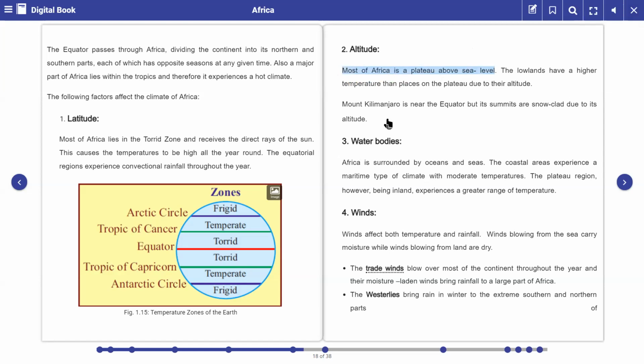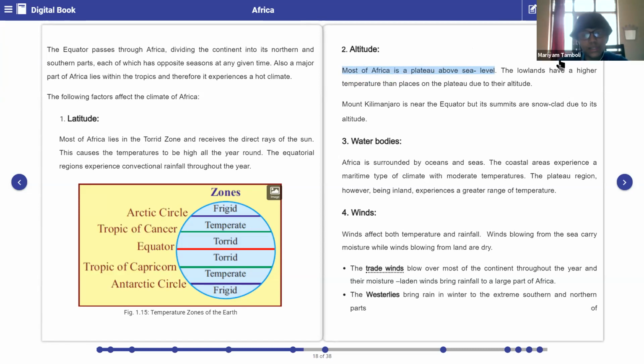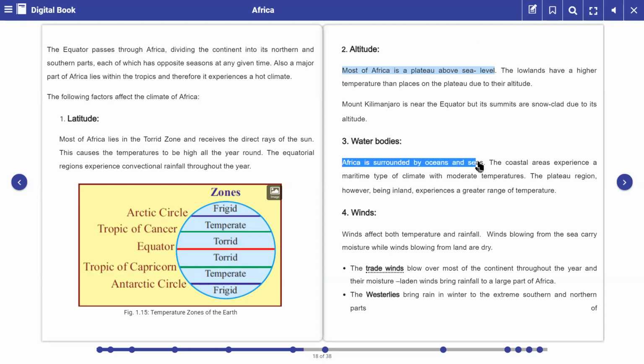Now, water bodies, we all have studied about water bodies of Africa. Five main rivers, I hope you all remember that. Now, Africa is surrounded by oceans and seas. Please underline that, and you can imagine how Africa would seem like.